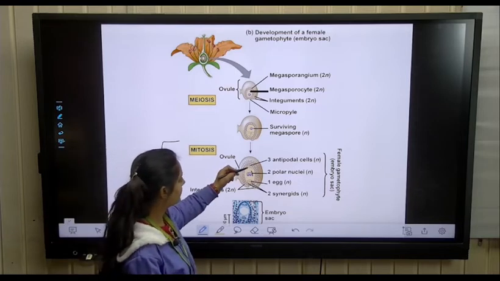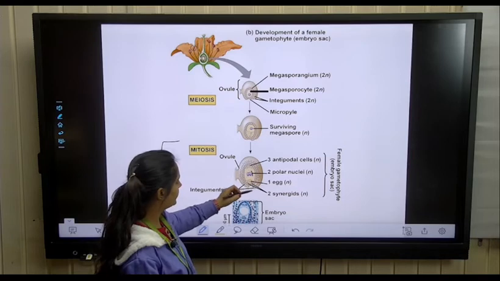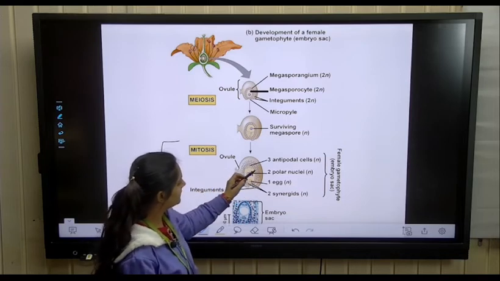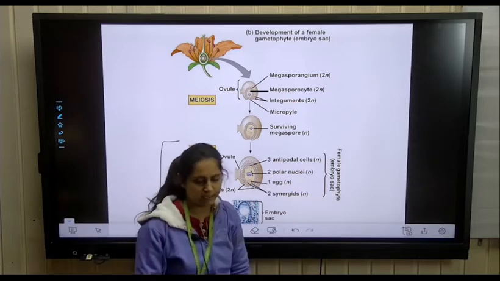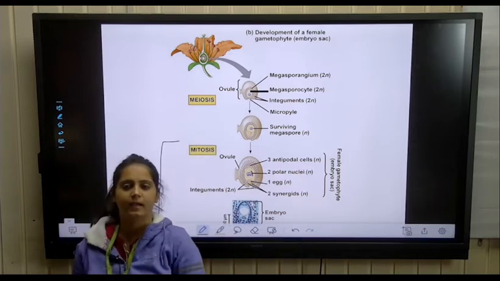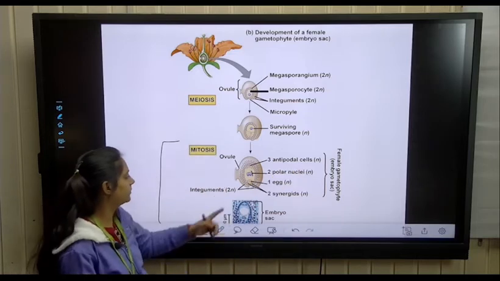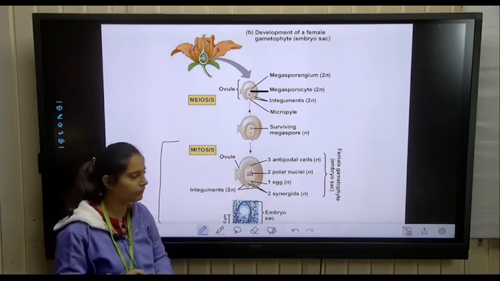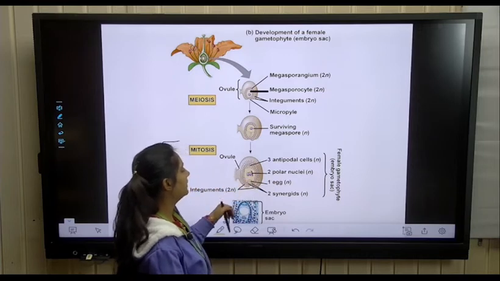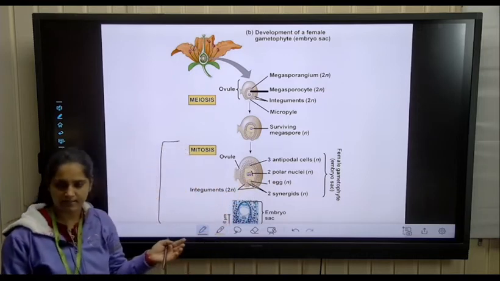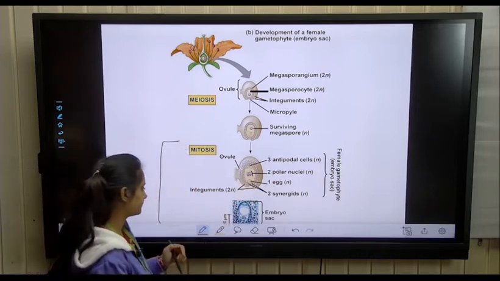3 antipodal cells, 2 polar nuclei, 1 egg cell and 2 synergids. So this is the structure. This is known as embryo sac or female gametophyte, which has 7 cells and 8 nuclei. 2 nuclei are arranged in the center, that are known as polar nuclei, that are 2 in number, and other than that all the cells are single in number.